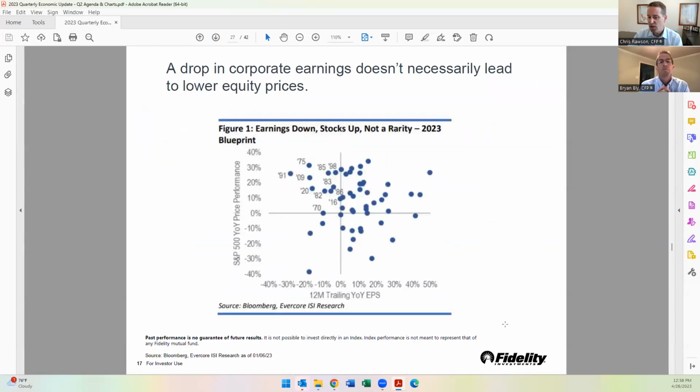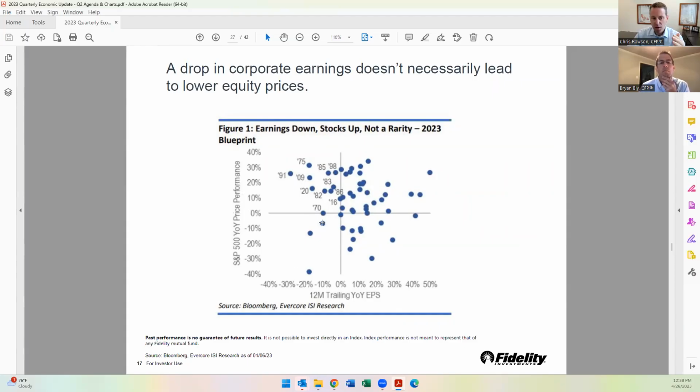And so Fidelity does a good job with this chart, saying just because corporate earnings go down doesn't always mean that your portfolio goes down. So on the bottom, you have this 12-month year-over-year earnings per share. And so these are positive, so this part of the chart does not apply. This part of the chart is what we're looking at, the potential and expectations for declining earnings. And then this is the S&P 500 year-over-year performance.